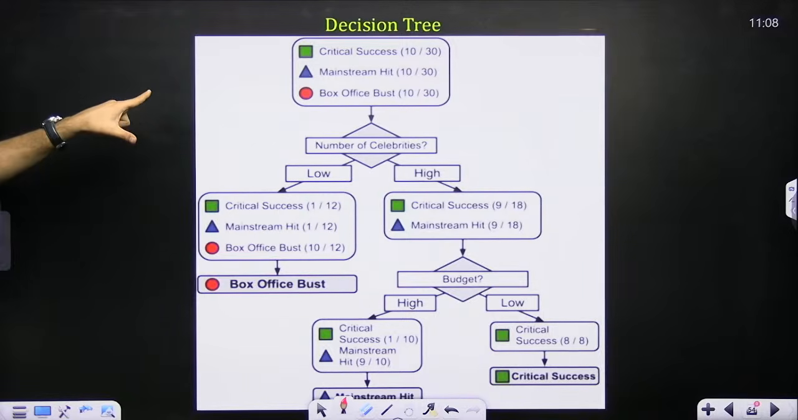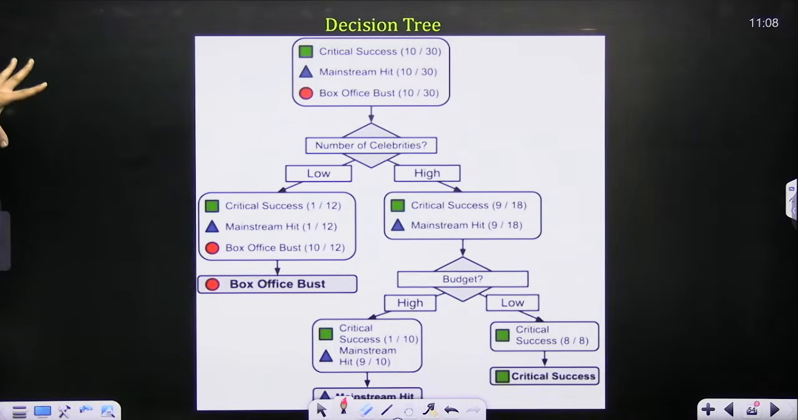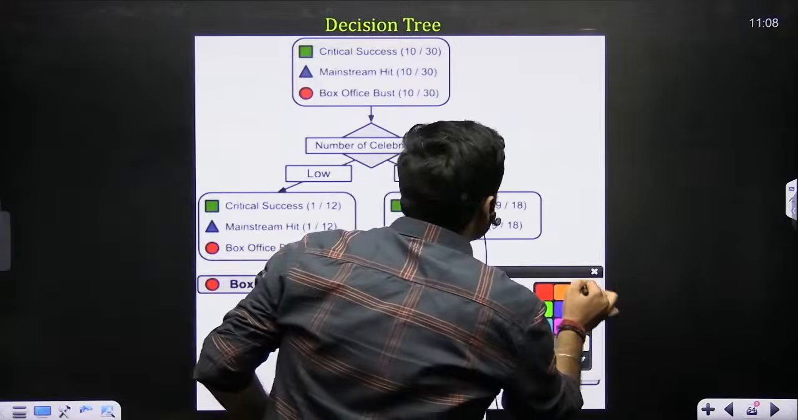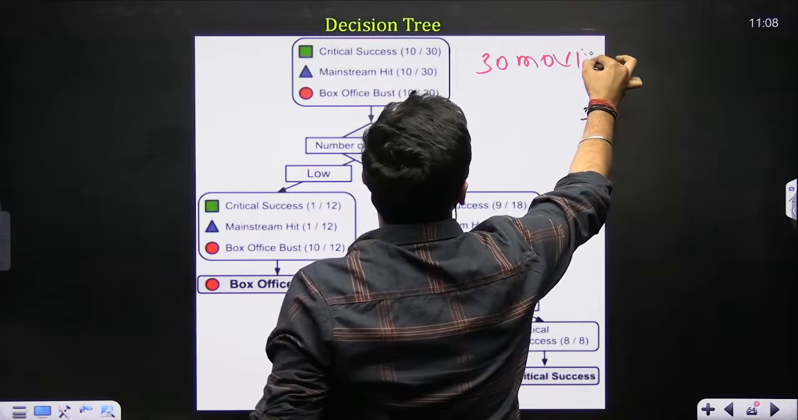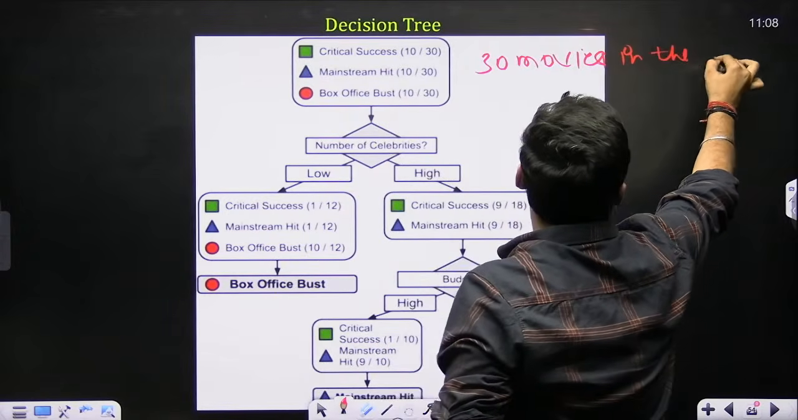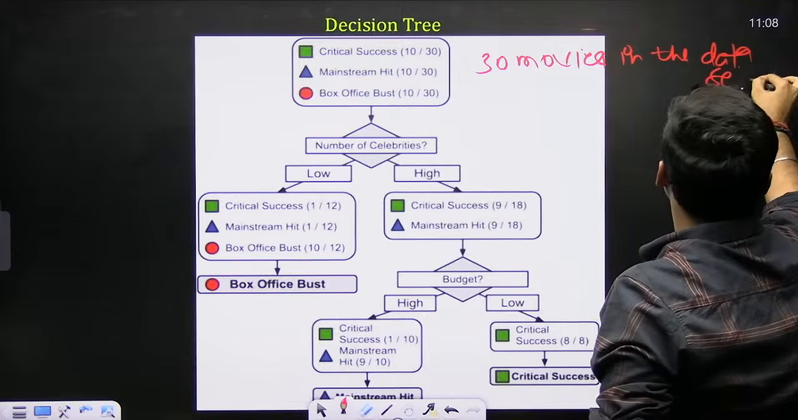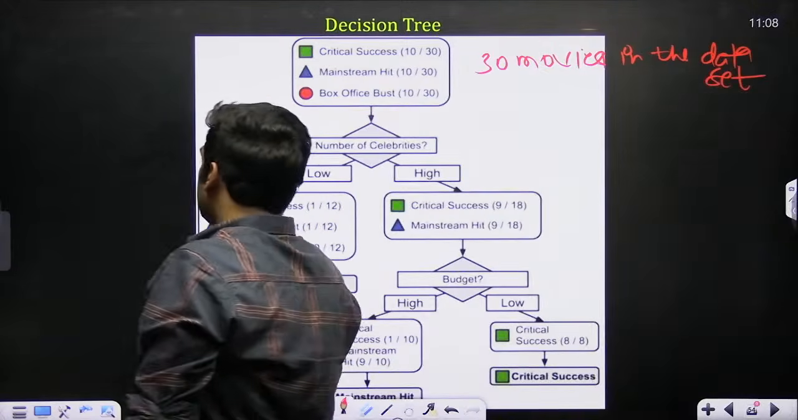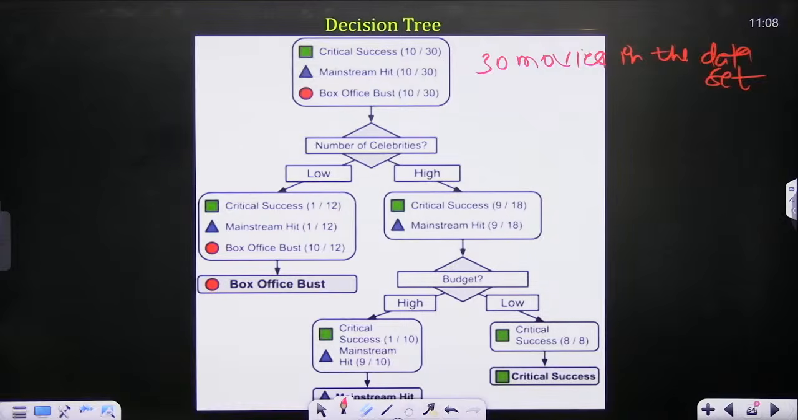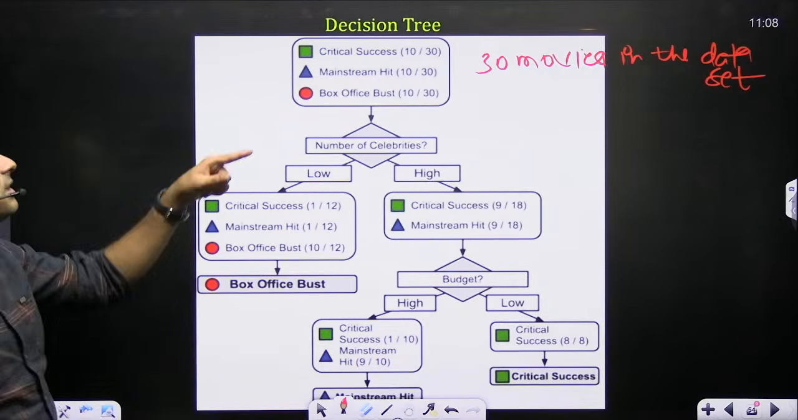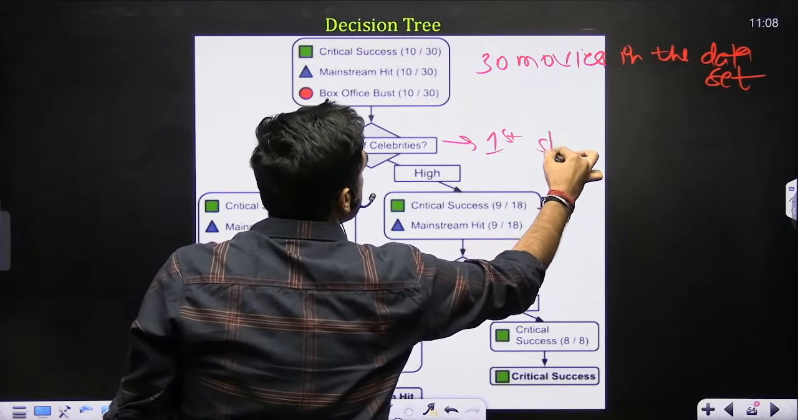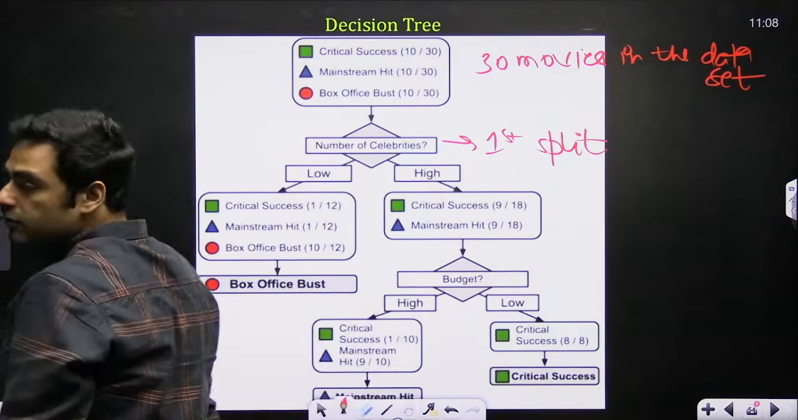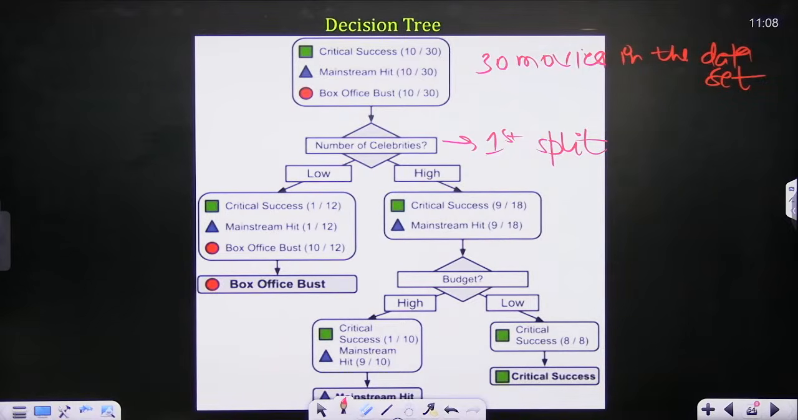For the previous example which had 30 movies, how many movies did I have? I had a total of 30 movies in the data set. Now what I have done, I have basically firstly split the data set. This is my first split. I firstly split along the number of celebrities.